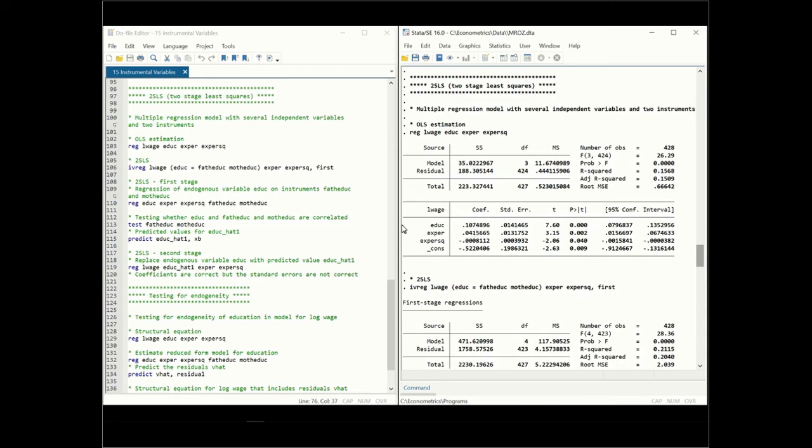So to do a two-stage least squares in a multiple regression, here we have ivreg. So instead of reg, we're calling ivreg. Log of wage is our dependent variable. And here, what these parentheses are showing is the first stage equation for the endogenous variable. So here we have education, and here we have equals father's education and mother's education, which are now two instruments for education. So you have two instruments for one independent variable. And these are the exogenous variables that we have here. Comma first shows the results from the first stage. And this is what we get here.